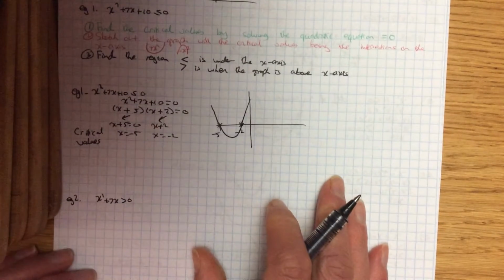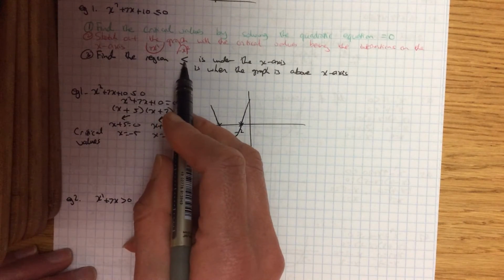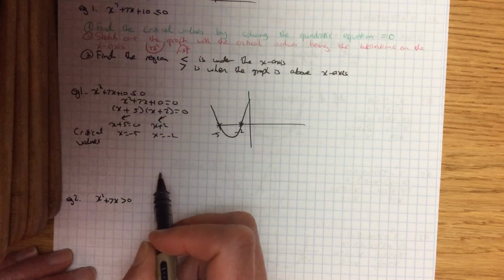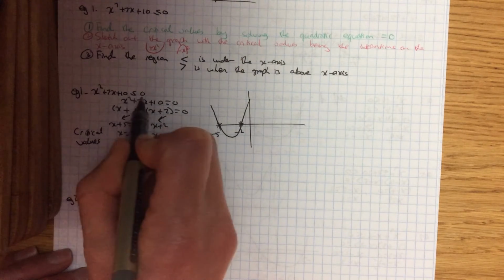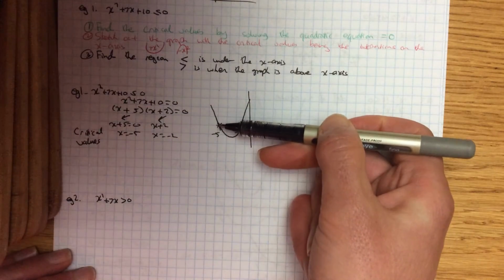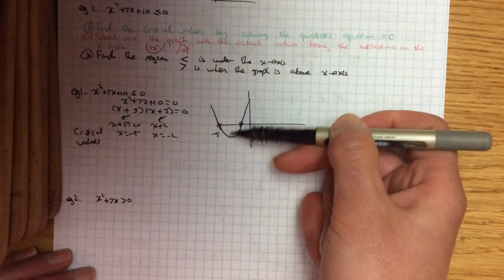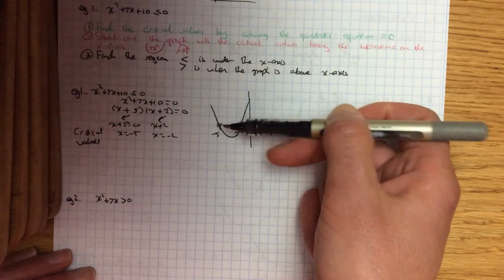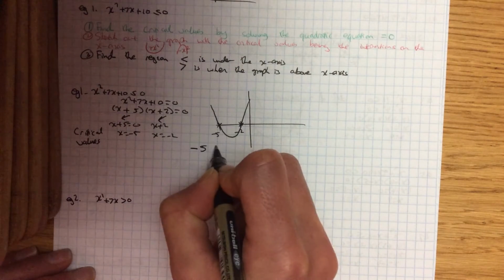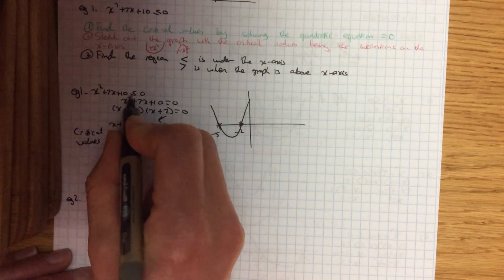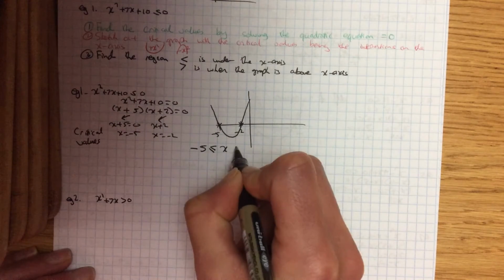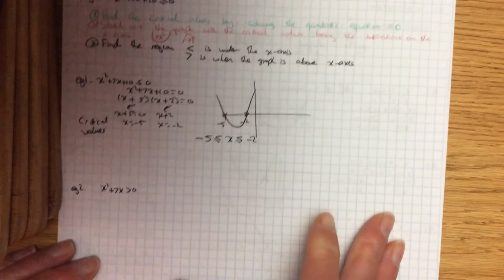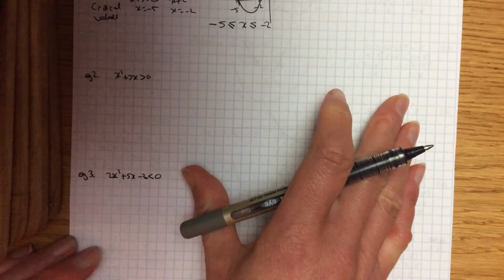Now, third bit, find the region. This is under, so we're under the x-axis, and this is above, so we're above the x-axis. So if you look at yours, you're under the x-axis. So here's the x-axis here. I'm under it between -5 and -2. So everything between -5 and -2 is under the x-axis. So we say -5 is less than x, less than -2, and because I've got wee equals in there, make sure it's equals down here. And that's why I say I'm under the axis between those two values. And that is it. Go to example 2.